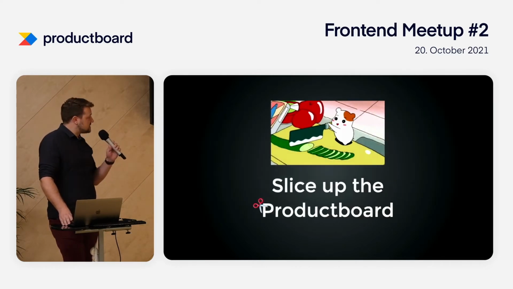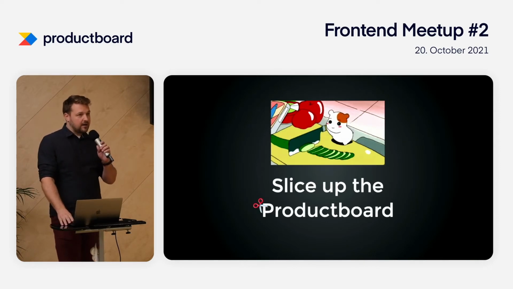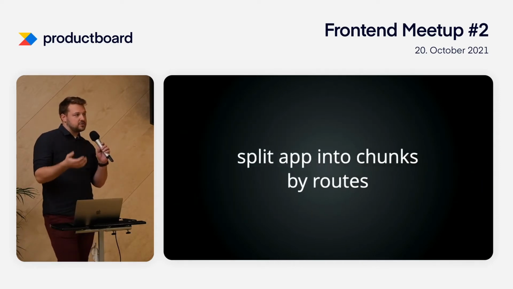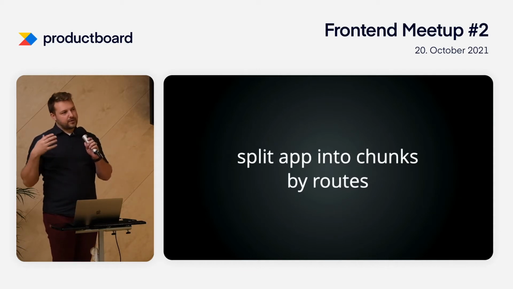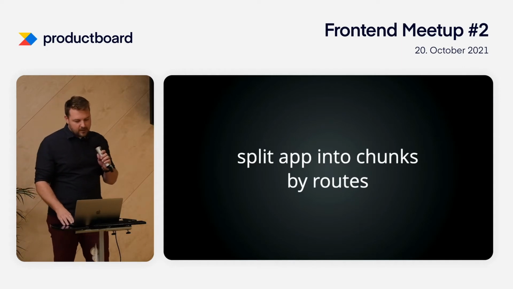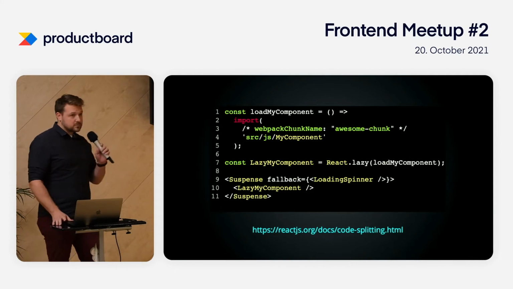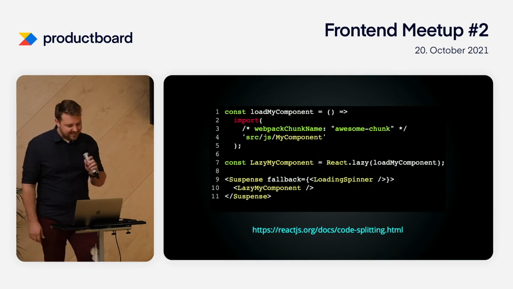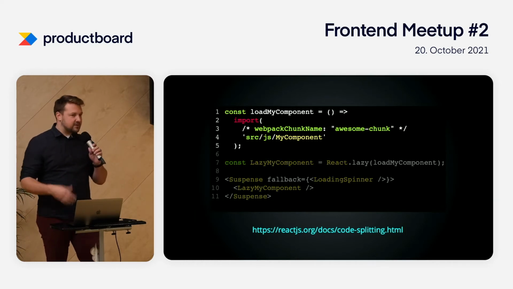And so we decided to slice up Productboard into smaller chunks, and we decided to do that by routes. So basically, every page will have its own JavaScript file. And for that, there is a well-known approach in React called code splitting, and it's really easy to do.